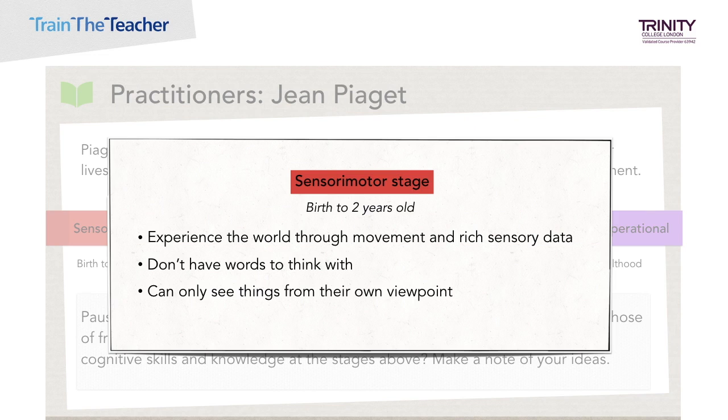The sensory motor stage from birth to 2 years old. At this stage, the child experiences the world through movement and rich sensory data. They don't have words to think with at first, and they can only see things from their own viewpoint.